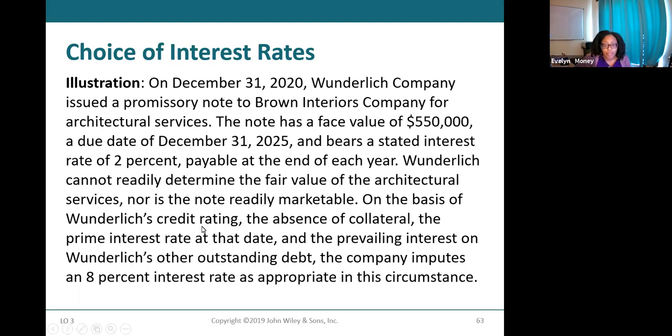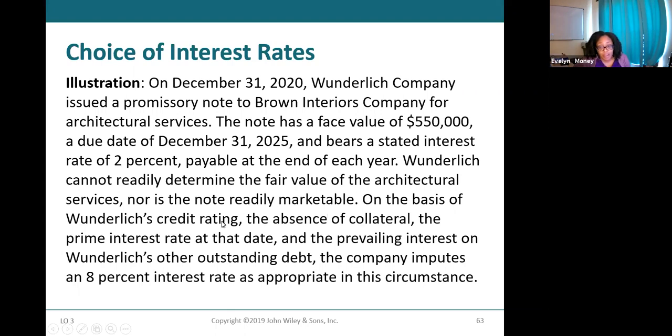But if you read ahead, the company can't readily determine the value of those architectural services, and the note, they can't readily determine the value of that either because it's not marketable. So the face value of the note is $550,000. But look at this interest rate, it's 2%. That doesn't seem to be reasonable. Usually interest is much higher than just 2%. So just looking at that information, we'll continue reading.